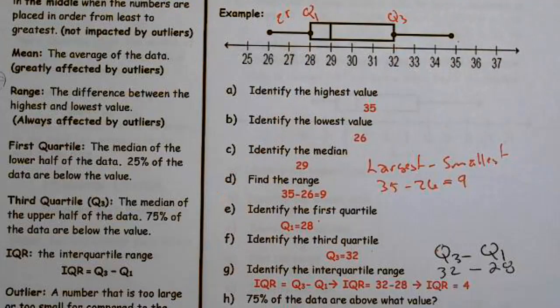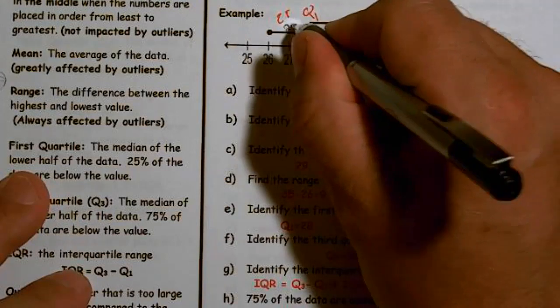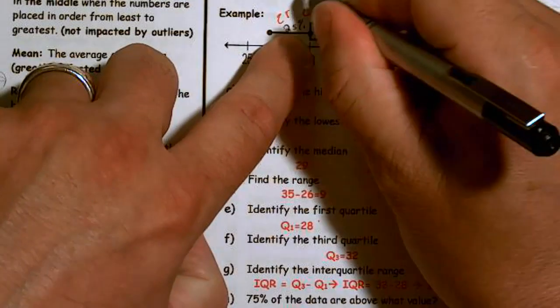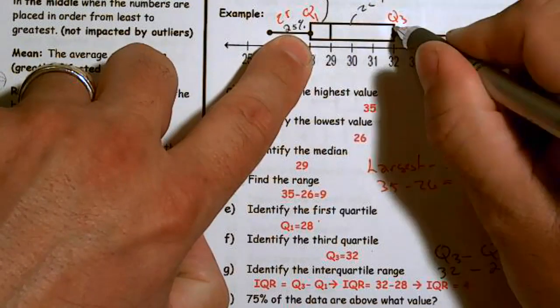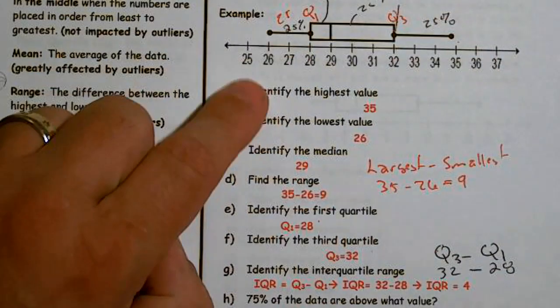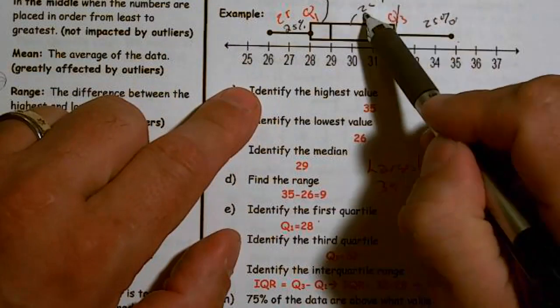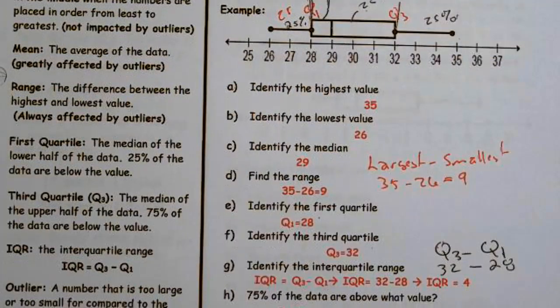All right, the next thing says 75% of the data are above what value. So be careful with that. First off, I should say this section represents 25%, this little section here also represents 25%, this section represents 25%, and this section represents 25%. So 75% are above what value? So 25, 50, 75. So 75% of the values are above 28.